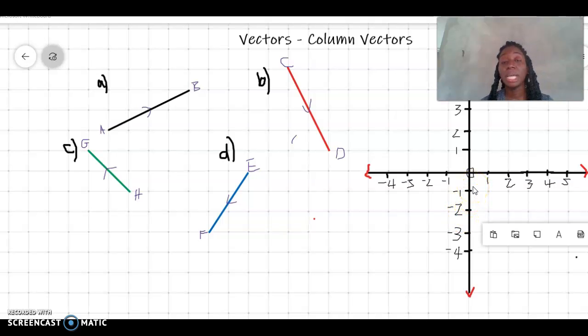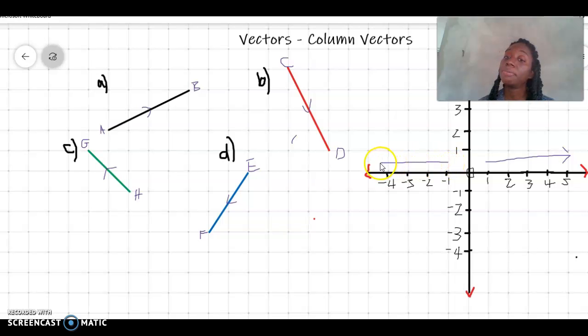This can also be interpreted as a movement towards the right from the origin is a positive movement. A movement towards the left is a negative movement. A movement southwards from the origin is a negative movement, and a movement towards the north from my origin is a positive movement. So we need to take into consideration those directions when we are talking about our column vectors.